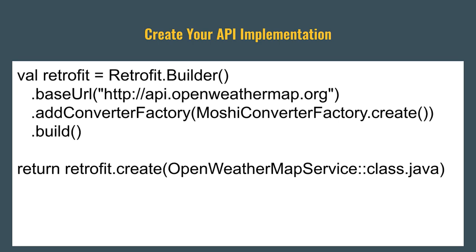api.openweathermap.org. I've then added a converter factory. This is a converter factory from a library called Moshi, which basically does JSON serialization, and it works particularly well with Kotlin, which is why we're going to be using it this week. But that'll essentially make it so we can take the JSON response from the API and then map it into those model classes that we saw a couple of slides ago.